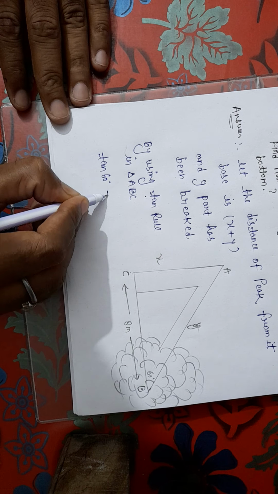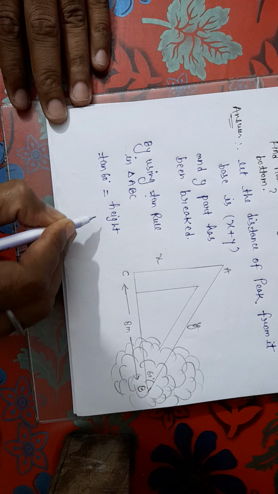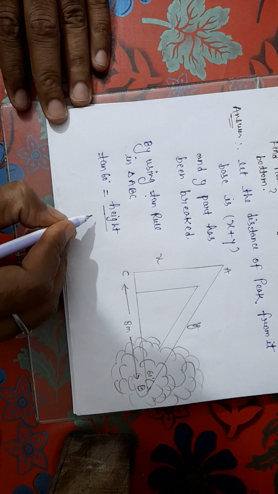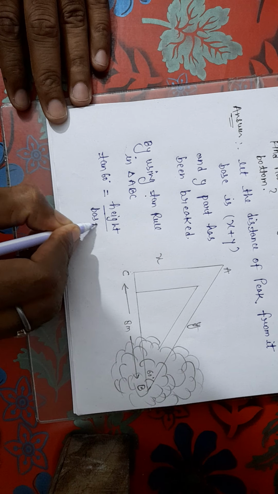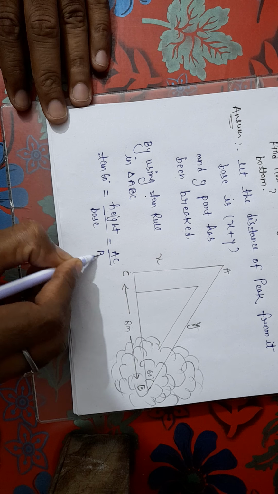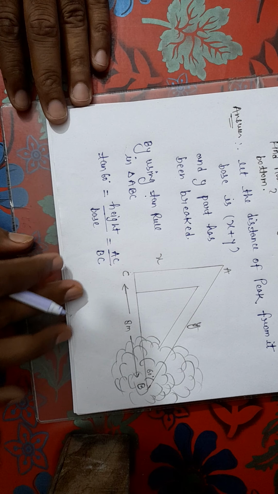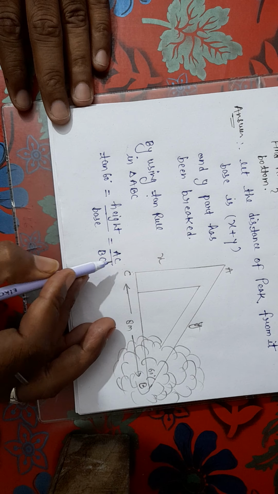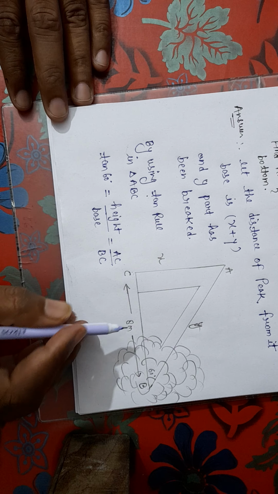the value of tan equal to height upon base. So height is AC and base is BC. Tan is what? It is height upon base. So height is AC and base is BC here. Okay. So now we will substitute the value of AC and BC from here.